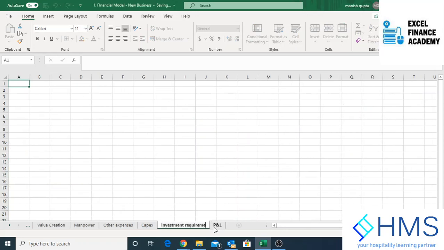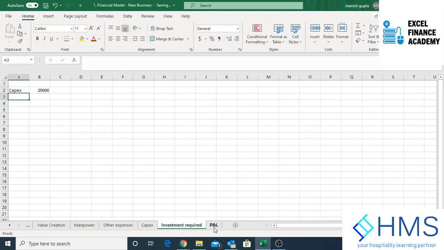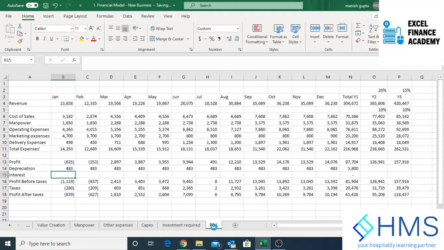Investment required, correct. So investment required means the first thing you need is capex. Capex we have already calculated, you need $29,000. Now, as you see from your P&L, you are making losses for a couple of months, right? So you need to pay the salary, the supplier, the manpower, and the rental.